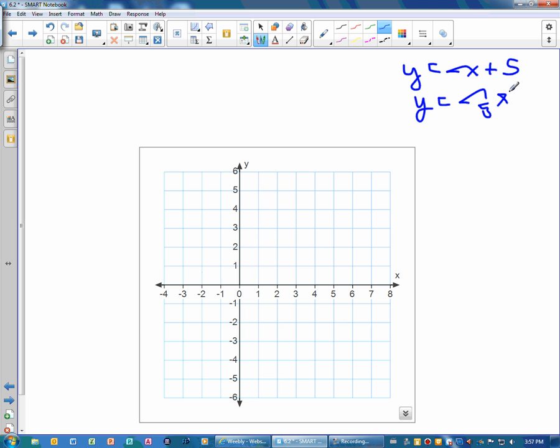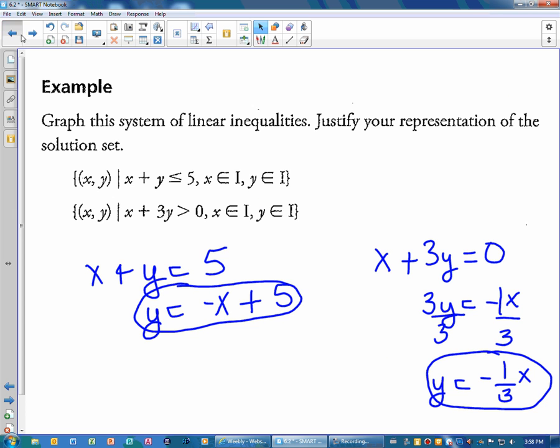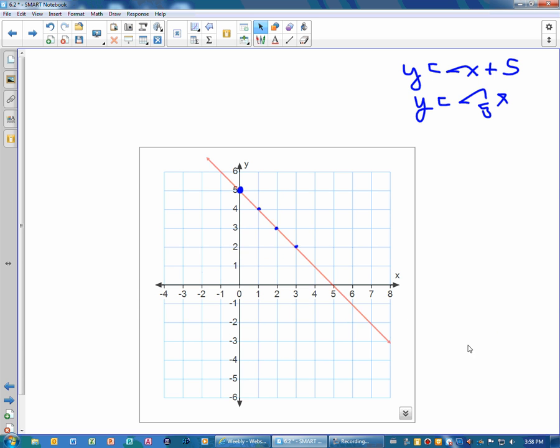Okay, y equals negative x plus 5. Remember, in the form of y equals mx plus b, my y-intercept is 5, my slope is negative 1/1. So down 1 over 1, down 1 over 1, down 1 over 1. And you might be able to see that I actually already have this line graphed. So this red line here is y equals negative x plus 5. Remember the original question? It was a less than or equal to. So I'm going to have a solid line. Okay, so that's my first line.